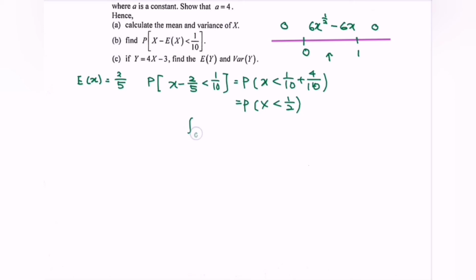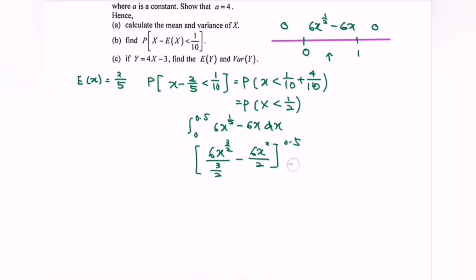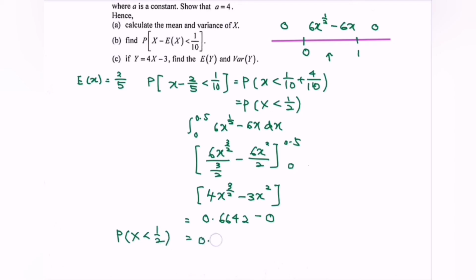So integrate, starting from 0 until 0.5, the function 6x to the power 1 over 2 minus 6x dx. Kindly integrate the situation: 6x to the power 3 over 2 over 3 over 2 minus 6x squared over 2, with limit 0.5, 0. Continue. We have 4x to the power 3 over 2 minus 3x squared. So if we substitute 0.5, we will have the situation 0.6642 minus the 0. So the answer for the probability that X is less than 1 over 2 will be 0.664.